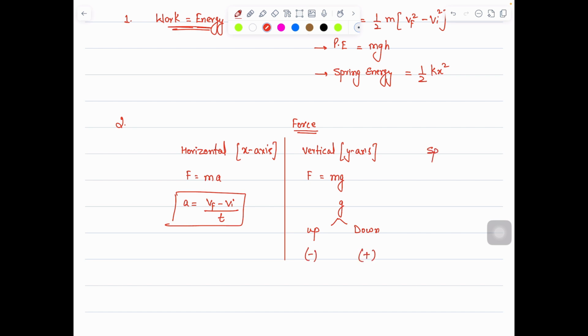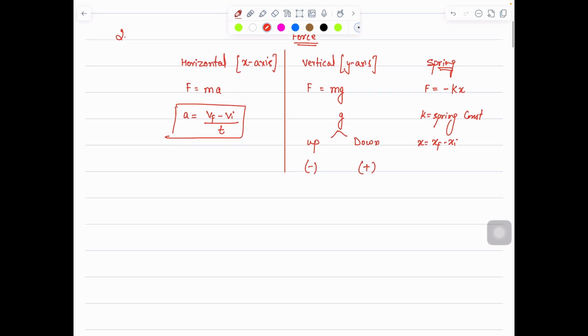Third case is for spring. Here F is equal to minus K times X. K is your spring constant, and X is your change, let's say XF minus XI. It is compression or elongation.